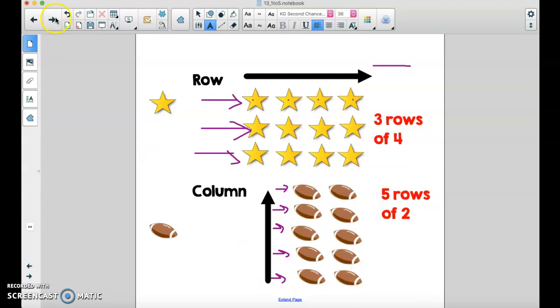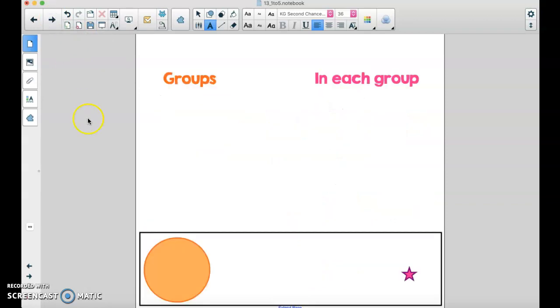Alright, hopefully that helps clear things up. Rows go across, always and forever. Columns go up and down. So right here I would have 2 columns, but I still like to say 5 rows of 2, or you could say 2 columns of 5. That would be the difference. We don't usually say 2 columns though, we usually use rows.